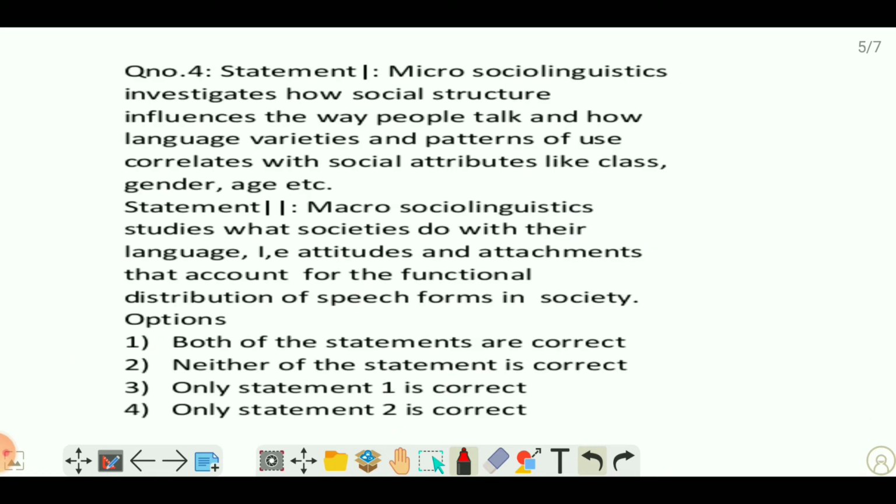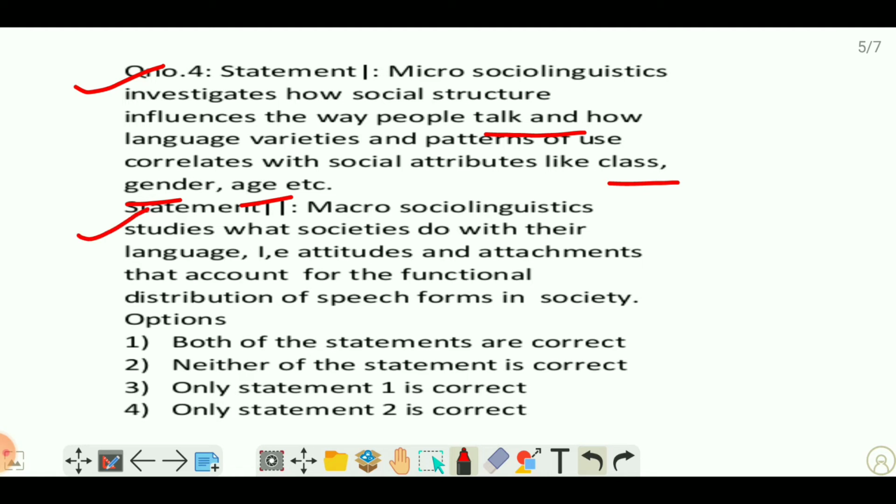Moving on to question number 4. Statement 1. Micro-sociolinguistics investigates how social structure influences the way people talk and how language varieties and patterns of use correlate with social attributes like class, gender, age, etc. Statement 1 is correct because micro-sociolinguistics focuses on dialect and stylistic variation, that is, phonological differences between dialects, discourse variation between male and female, etc. So option number 1 is correct.